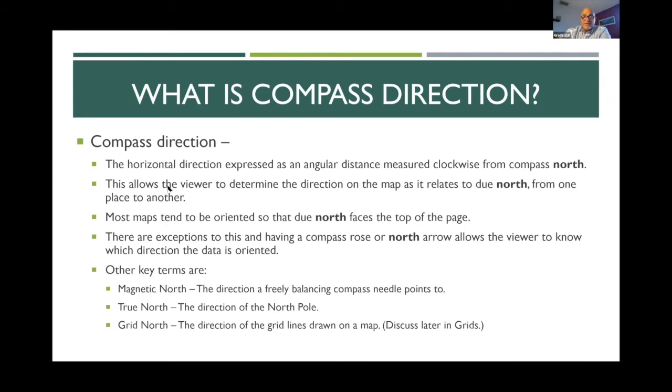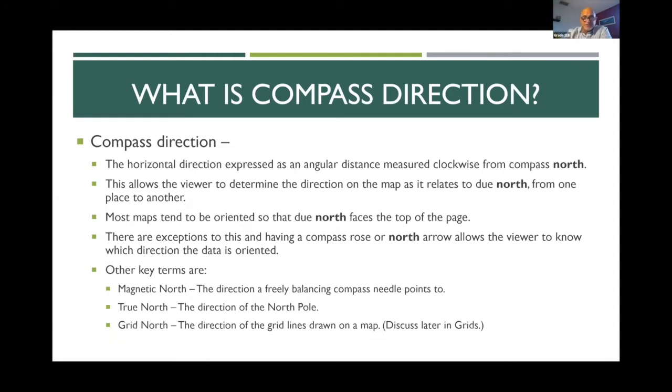Compass direction allows the viewer to determine the direction on a map as it relates from due north. So again, we see that word north in bold. Our reference point, our starting point is always going to be due whatever it is from north, all right? So we use that as our reference point from one place to another. Most maps tend to be orientated so that due north faces the top of the page. So like I said, usually we will have a map, and this is my map. The top of the map is usually north. Sometimes it's a little off and we have different north. We'll see that in a few minutes, in a couple of seconds. But usually the top of the map is orientated so that it is north. And we then can tell other directions based on that.